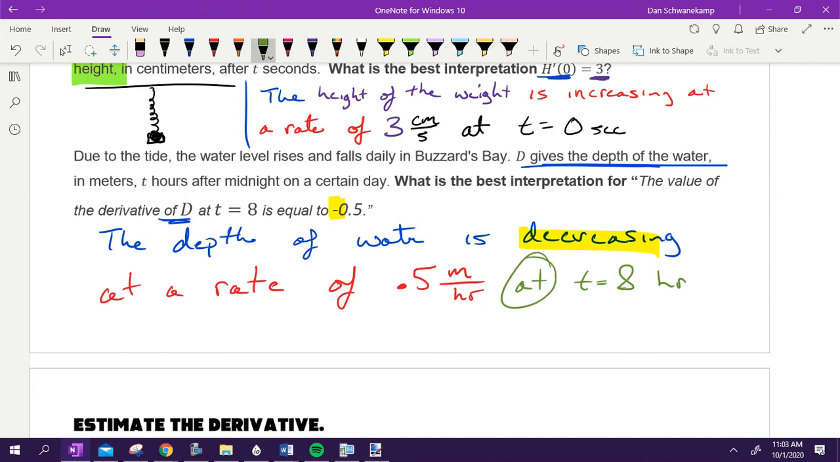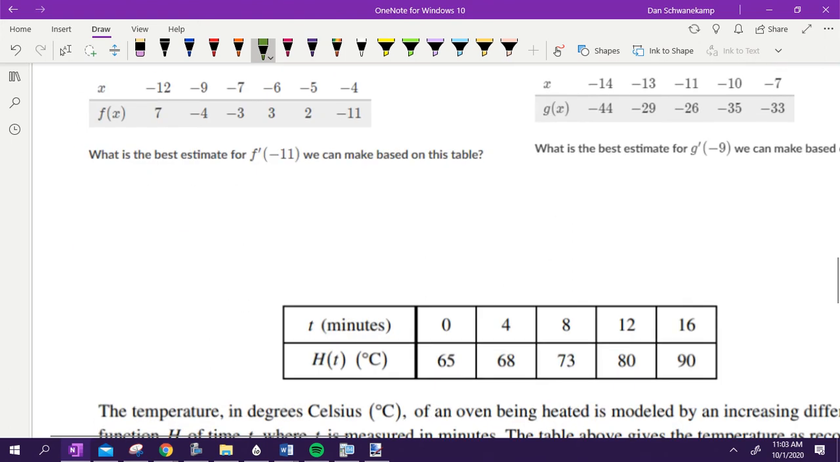But the key there is at. You would not want to say during the 8th hour. Bad. At the end, or at a single moment in time. Everybody good there? All right, flip it over. Let's keep going. I got about 2 left.